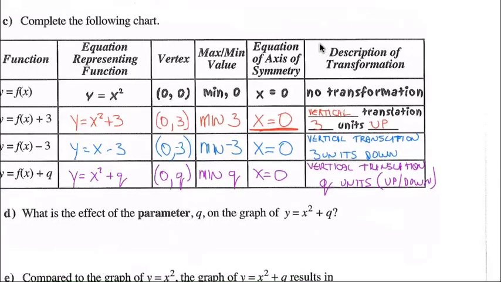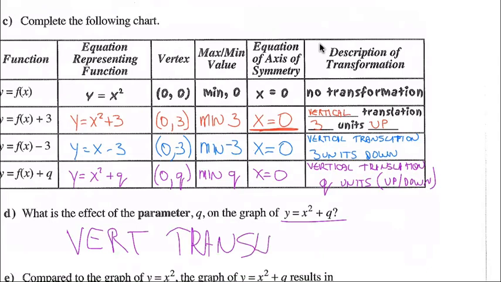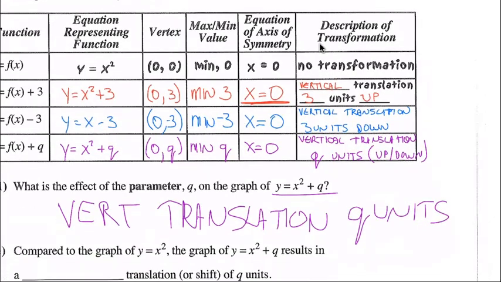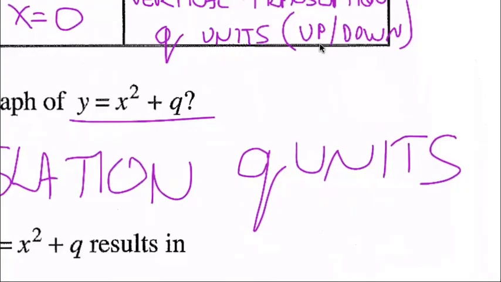Okay, what's the effect of the parameter q on the graph of y is equal to x squared plus q? It gives us a vertical translation of q units up or down. If it's positive, up. Negative, down.